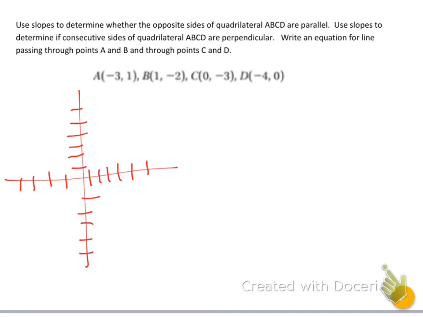So A is (-3, 1). B is (1, -2). C is (0, -3). And D is (-4, 0).